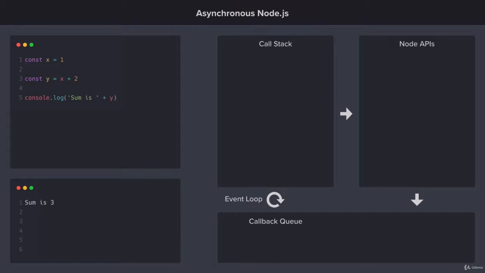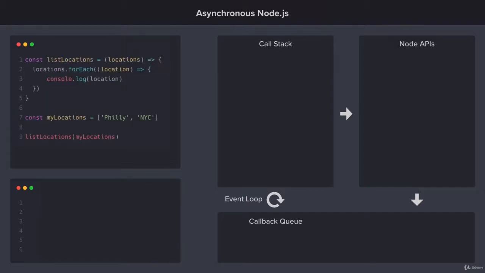Now, this is just the first basic example to get comfortable with how the call stack is going to work. The next example is still a synchronous example, but there's a bit more complexity with multiple function calls. If we take a brief look at the script, I define a list locations function. It takes in an array, and for each location, it loops through it, printing it to the console. Down below, I define the locations and I pass them into the function. Let's see exactly how things would run should we run this script.